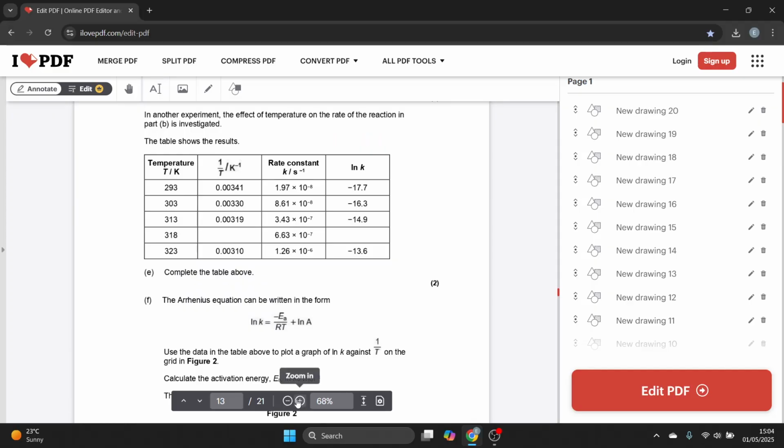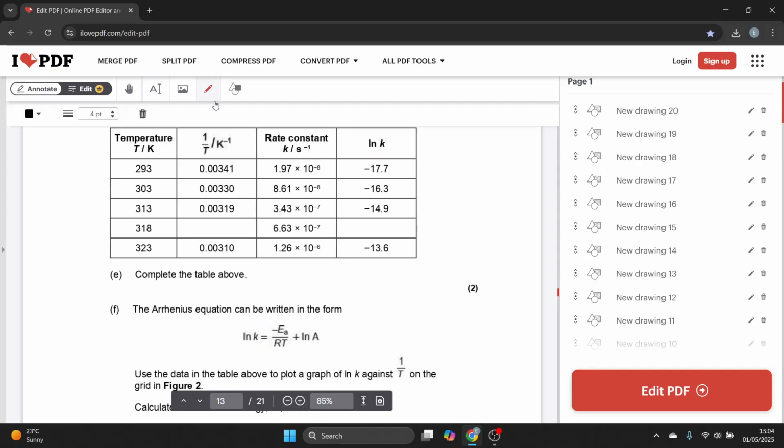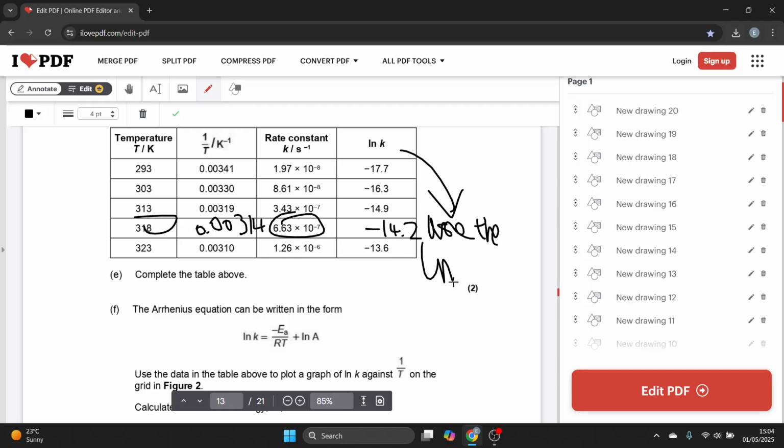Complete the table above. Just copy it straight from the mark scheme. I just want you to fill it in. Well, 1 over t, 1 over this, ln k, ln of this. As long as you know how to use the ln function, which you do have to know how to use. And obviously in order to use it, it needs to be on a scientific calculator.